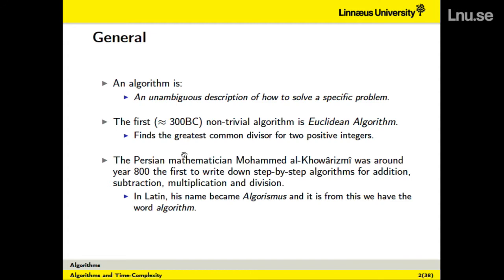Yeah. He was a guy who in year 800 wrote down step by step these algorithms for how to do addition, subtraction, multiplication and division. These ones are not in use any longer. Anyway, the name was, as you understand, difficult to pronounce, so even the Latin guys named him simply Algorithmus, and it's from this that we have the name algorithm. But it was a Persian mathematician who is the origin for the name.